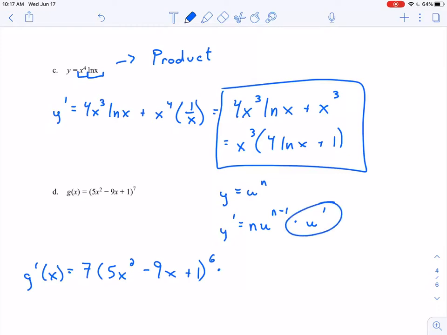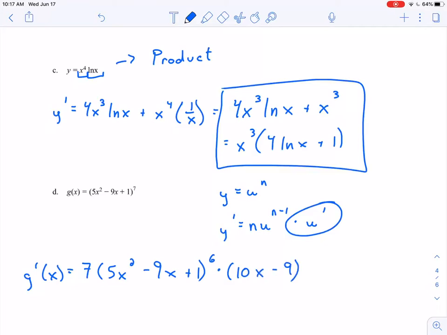I still need to multiply by u prime. Hopefully we're feeling like we're remembering to do that at this point, because in every single one of these problems we're multiplying by u prime. So I need to multiply by u prime. That's the derivative of this inside part right here. So the derivative of that inside part, that would be 10x minus 9.